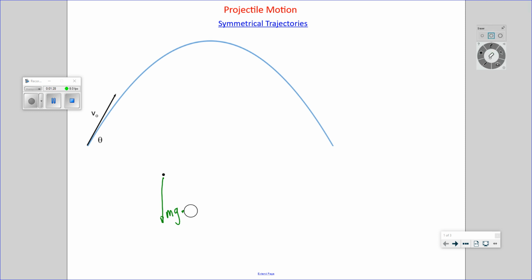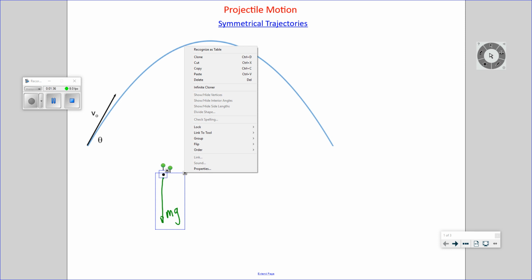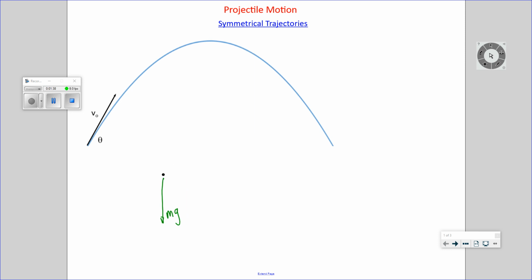So at any and every instant after it was shot and before it hits the ground, not before it's shot, not after it hits the ground, there's the only force. Then it hits the ground and the ground pushes on it. But while it's a projectile, mg is the only force acting on this object.